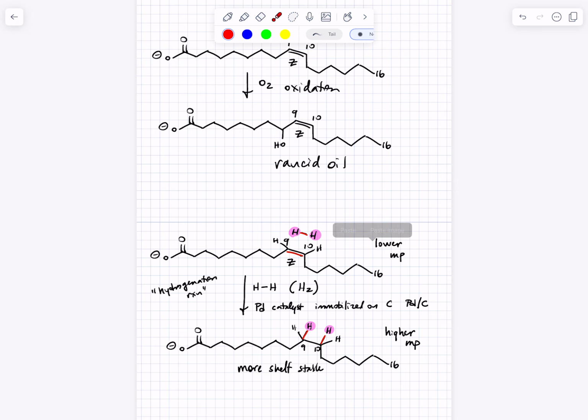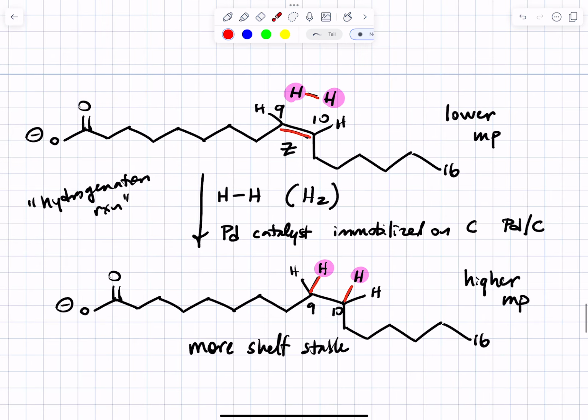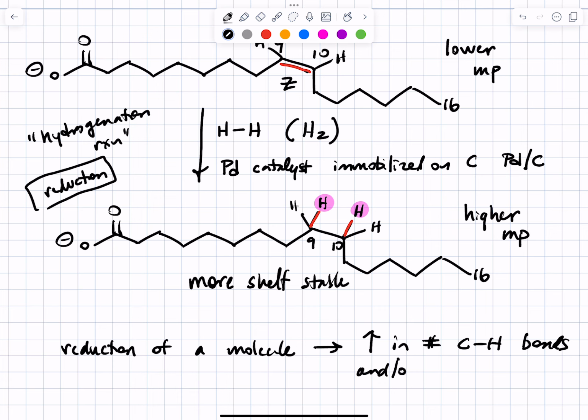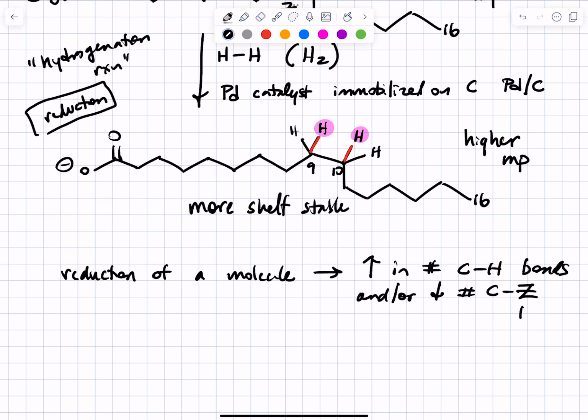So to prevent the double bond from reacting, we do this hydrogenation reaction, which is an example of a reduction reaction. The word reduction is important in organic chemistry. Reduction of a molecule leads to an increase in the number of carbon-hydrogen bonds and/or, sometimes at the same time, a decrease in the number of carbon-heteroatom bonds. I'm going to just say Z is any heteroatom, like nitrogen, oxygen, halides, sulfur.